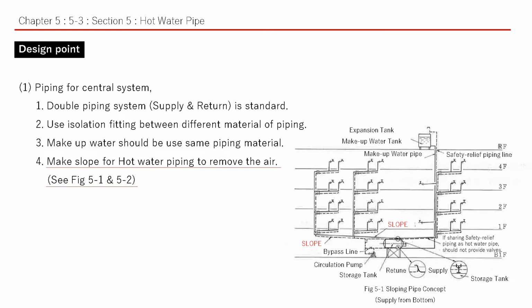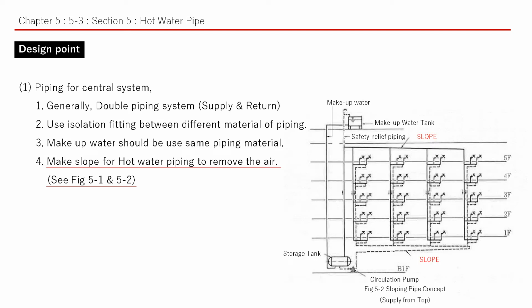Design point, piping for central system. 1. Double piping system supply and return is standard. 2. Use isolation fitting between different material of piping. 3. Makeup water should be used same piping material. 4. Make slope for hot water piping to remove the air. See figure 5:1, supply from bottom. Please see the other type of piping schematic figure, 5:2, supply from top.